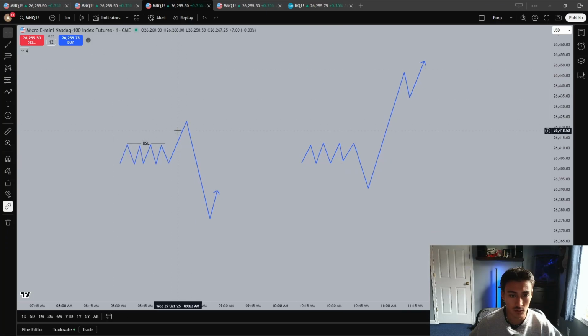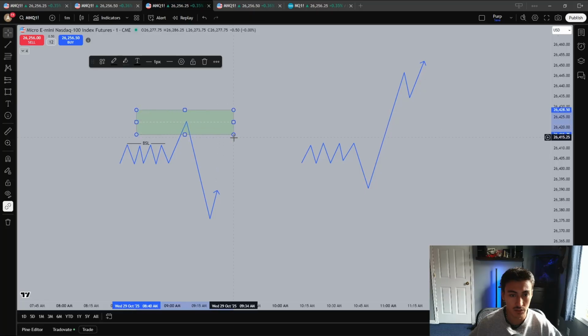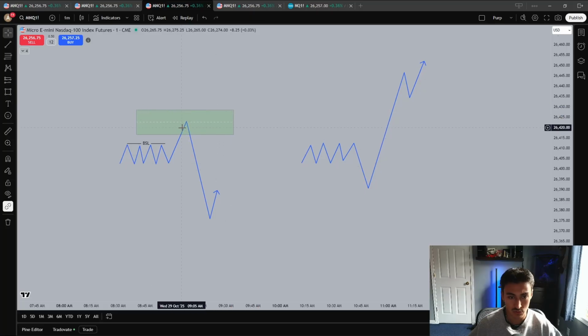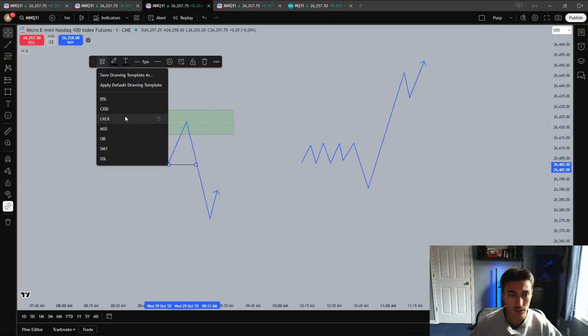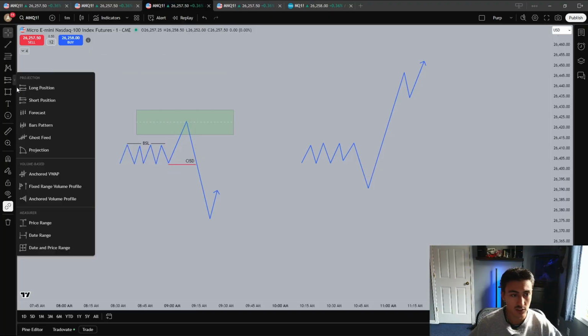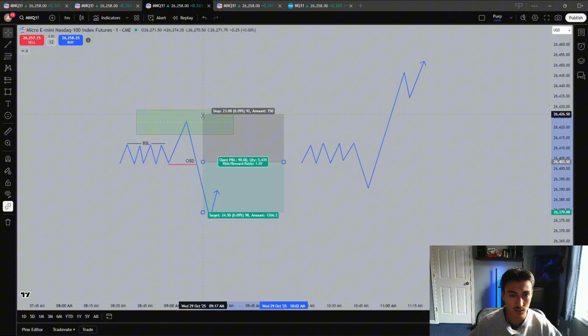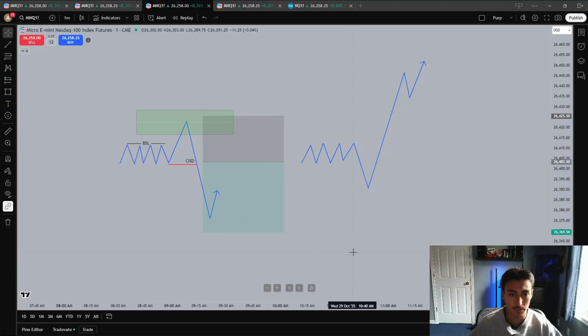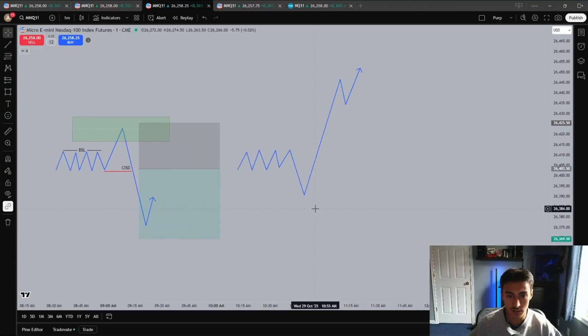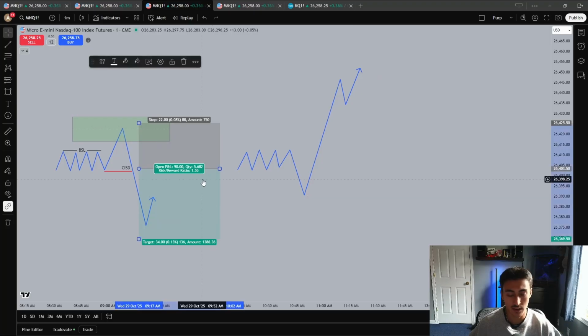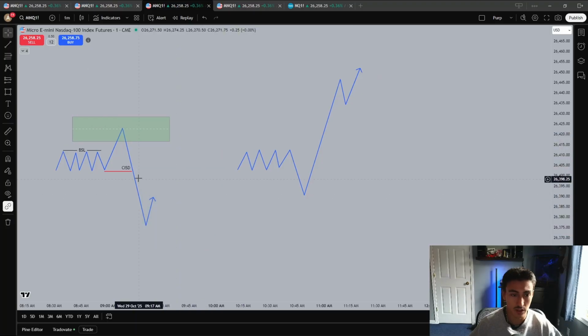We sweep that liquidity, and preferably we tap into some type of fair value gap, which respects, and then we get confirmation that we're moving in the opposite direction. And that's usually where my entry ends up, somewhat like this. Okay, and I'd like to pair this with the opening of that 10 a.m. candle or 2 p.m. candle, depending on if you're in the morning or afternoon session.